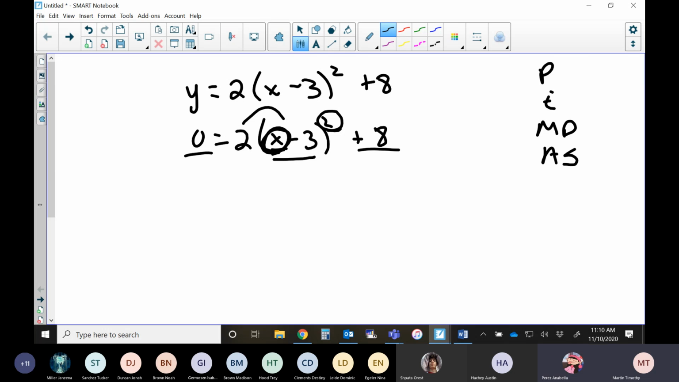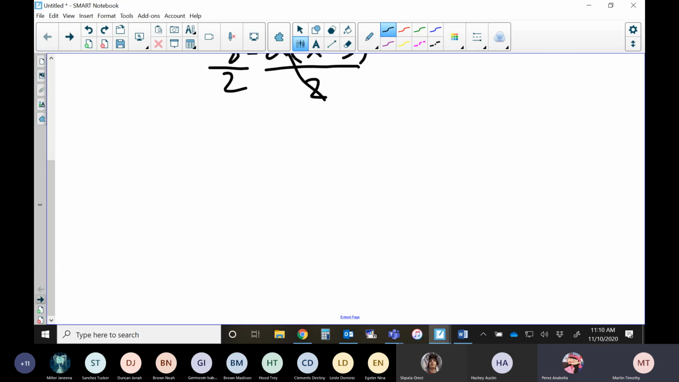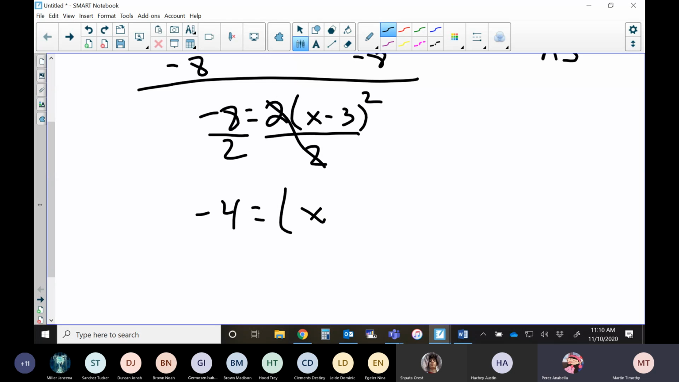Yeah. So what I'm doing is I'm undoing all that. When I undo, I've got to start where I ended, which means the last thing I did was add 8. So I'm going to minus 8. I'm going to undo timesing by 2 by dividing by 2. I get negative 4 equals x minus 3 squared. Well, I would square it, so how do I undo that? You square root it.